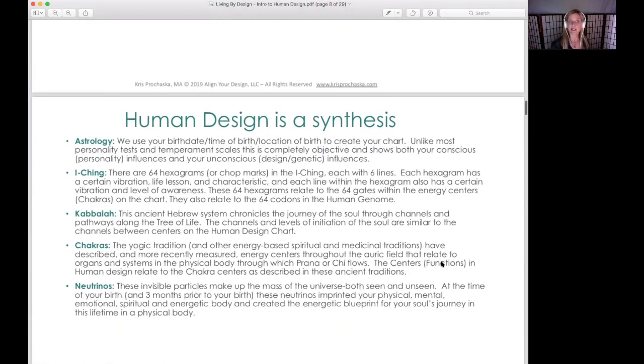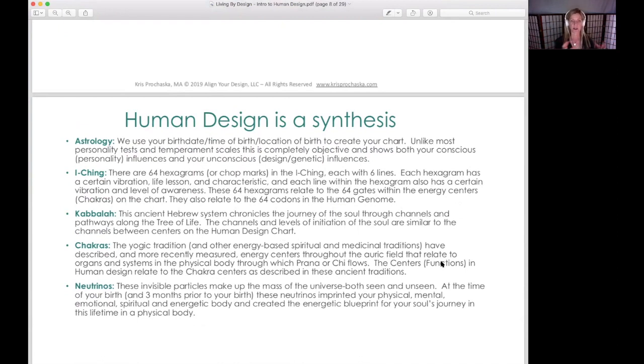Okay, so then let's look at some of the science that is coming in here. So those are the esoteric bases of human design. Now let's look at the 2 scientific aspects. So we have the neutrinos. These are the invisible particles that make up the mass of the universe, both seen and unseen.